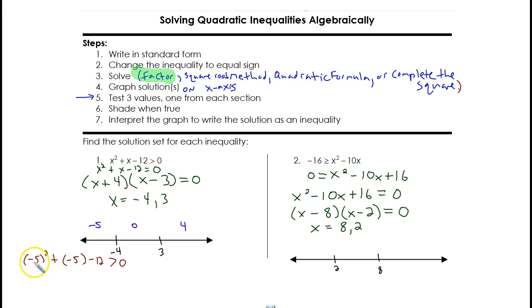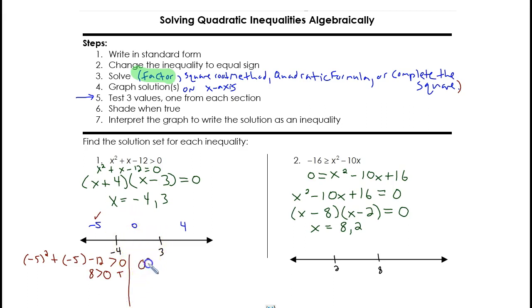Well, let's see, that's 25 minus 5 minus 12, and I get 8. Is 8 greater than 0? And the answer is yes, that is a true statement. What that means is that -5 works. When you plug it in, you get something that is true. Okay, we're then going to try 0, something that's in the middle interval.